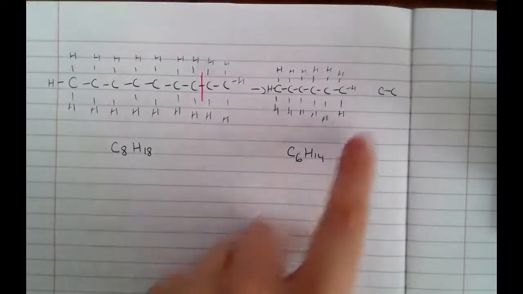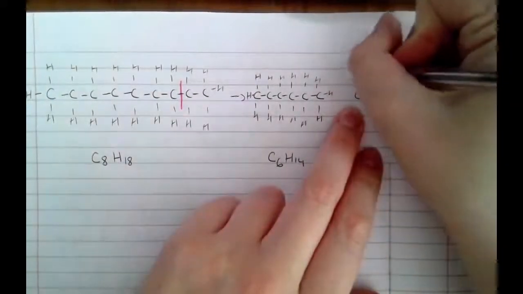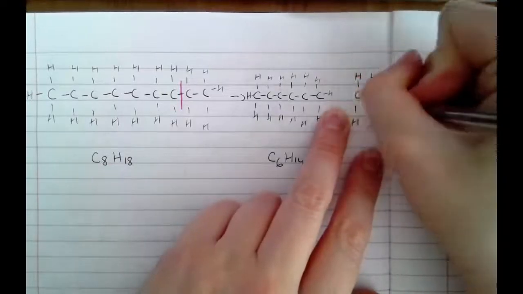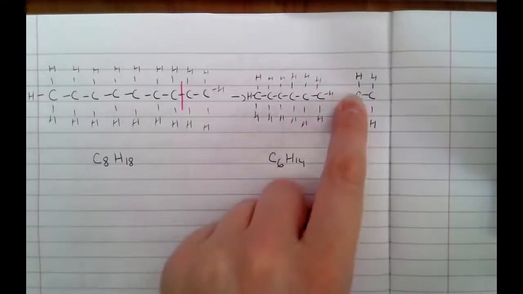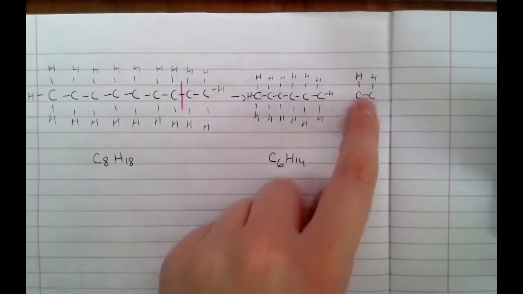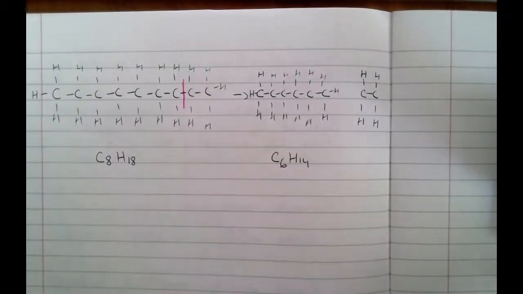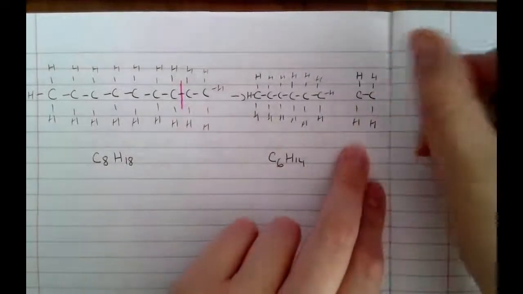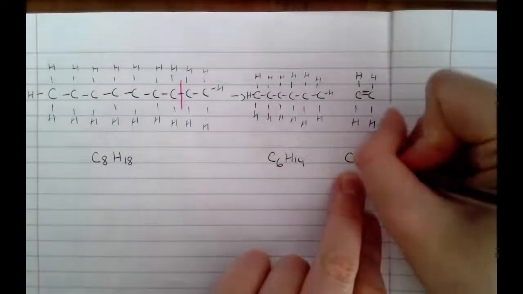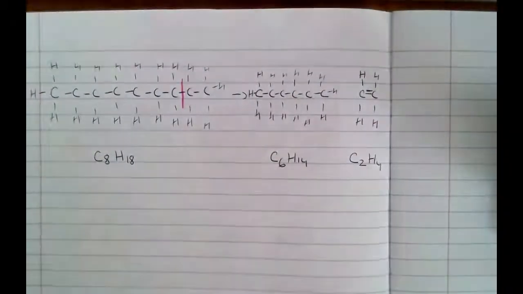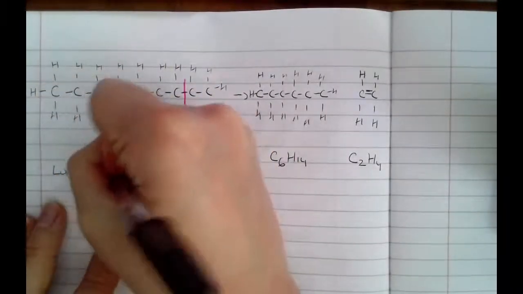That means that I've only got 4 hydrogens left for the molecule at the end. So I put in my 4 hydrogens, 1, 2, 3, 4, and what you will see is that by putting in those 4 hydrogens, my carbons are still not happy. Each carbon only has 3 bonds. It wants to have 4, but I've got no more hydrogens to put in. So instead, what I'm going to need to put in is a double bond. So I'm forming C2H4.